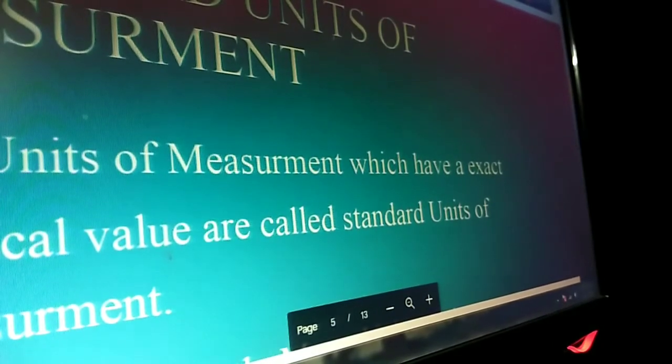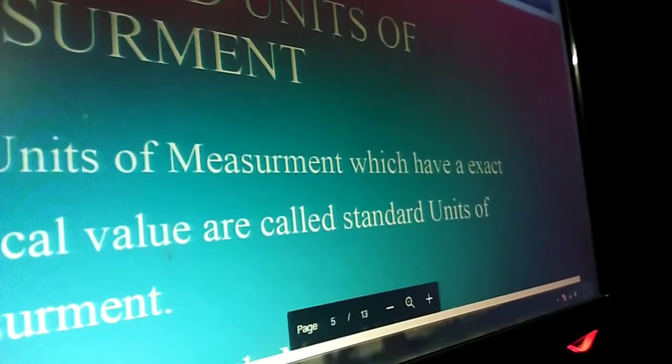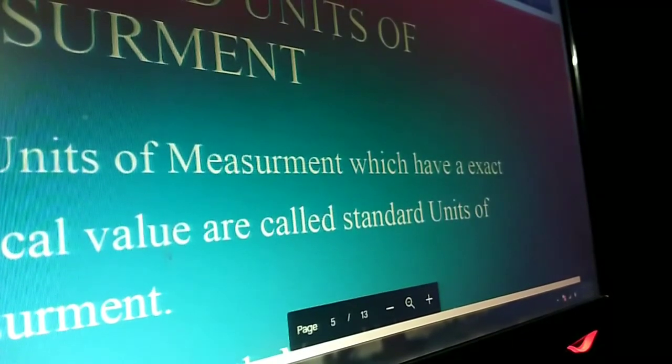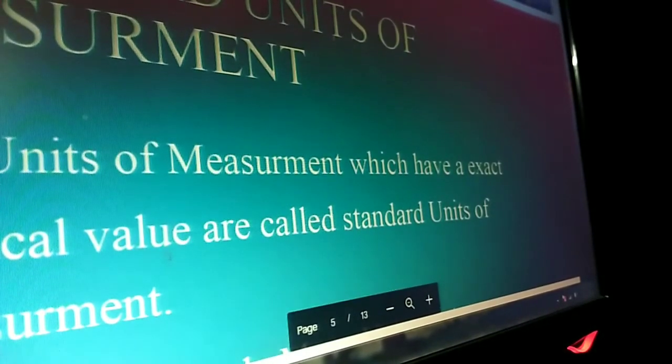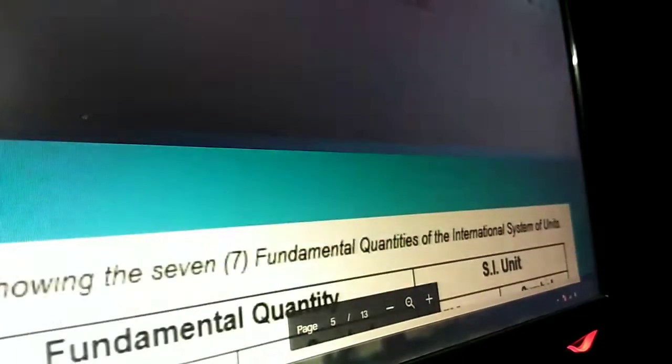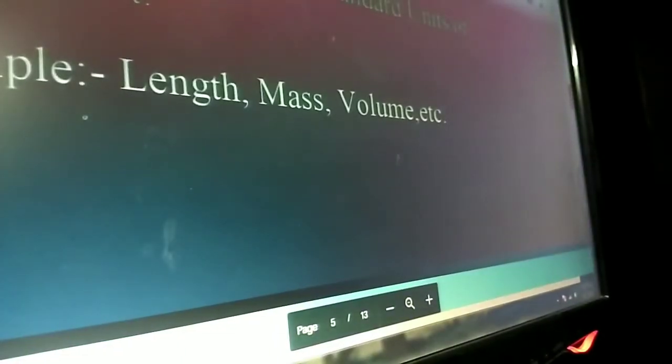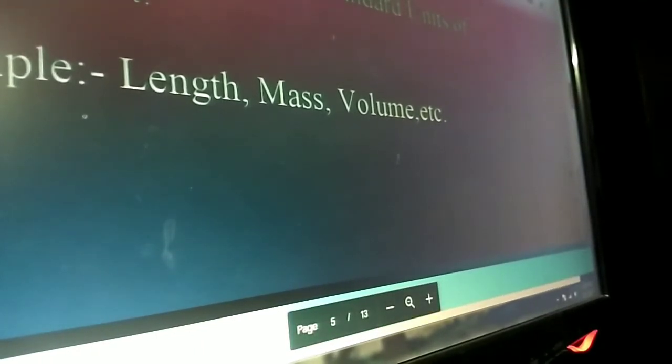Now, we already discussed there are three sets of systems for measuring: one is CGS, another one is MKS, then FPS. Now the whole world is accepting the MKS system, so that is also known as the standard international system. Internationally, it is accepted for trading. In that, length, mass, volume, for example, these are the standard units they will have.